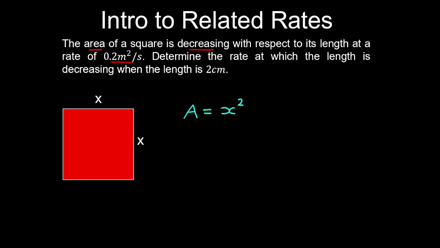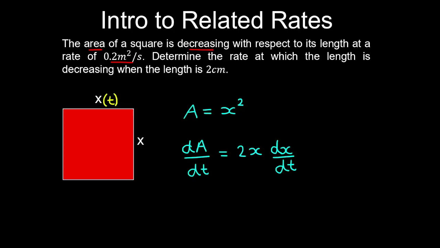And the problem is basically giving us a rate of change in meters squared per second, meaning that we need to differentiate the area with respect to time. So we're assuming that x is a function of time, and using the chain rule, which is the basis of related rates problems, we differentiate with respect to x first and multiply by dx/dt.